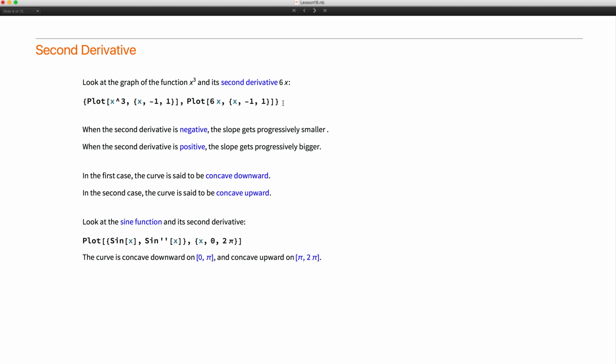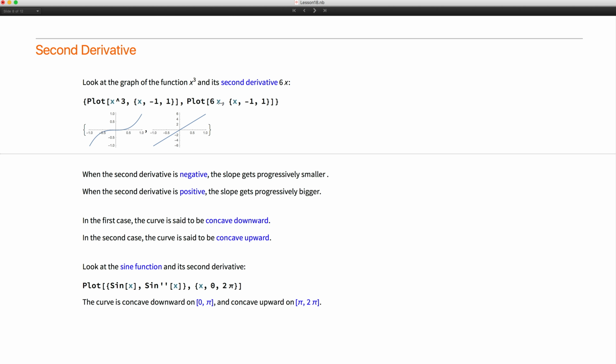And how about second derivatives? So here is the graph of x cubed and its second derivative, which is 6x. So you see over here that when the second derivative is negative, the slope becomes progressively smaller. It slows down, so to speak, the function. And when the second derivative is positive, the slope progressively gets bigger. You can see that over here. So in the first case, we'd say that the curve is concave downward. And the second case is concave upward. So it's concave downward over here and concave upward over there.